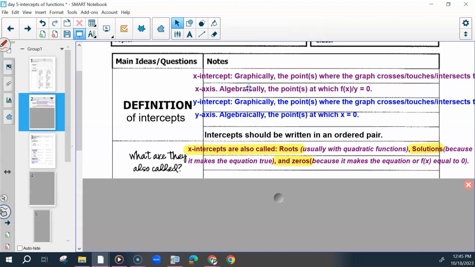X-intercepts are also called roots, solutions, and zeros. So roots are usually used with quadratic functions, which we are not in right now. We're in linear functions, but later in the year we'll be in quadratics. Solutions, we talked about that when we were solving. It makes the equation true. Zeros, it makes the equation or f of x equal to 0. When you have finished writing those things down, put your pencil down so I know that you have finished.